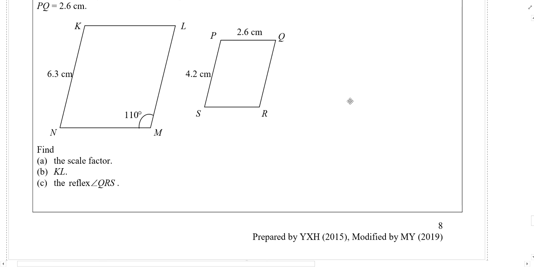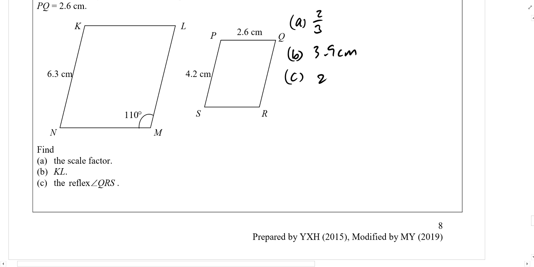Okay, find the scale factor. Again, I'll just provide the answers. You tell me whether you need me to go through it or not. For part A, the answer is 2/3. Part B, 3.9 cm. Part C, 110 degrees. Reflex will be 250. Okay, anything you need me to go through?